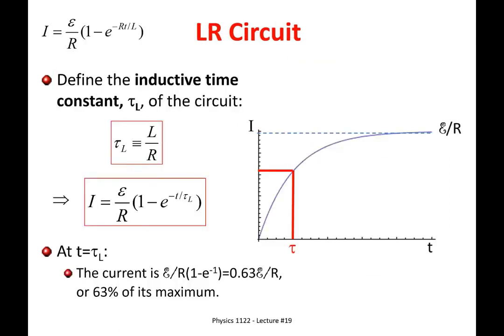So for an LR circuit, we find the time dependence of the current is described such that we expect the current to start at 0, and that's because using this equation at t equal to 0, I is equal to E over R, 1 minus e to the 0, and e to the 0 is just 1.